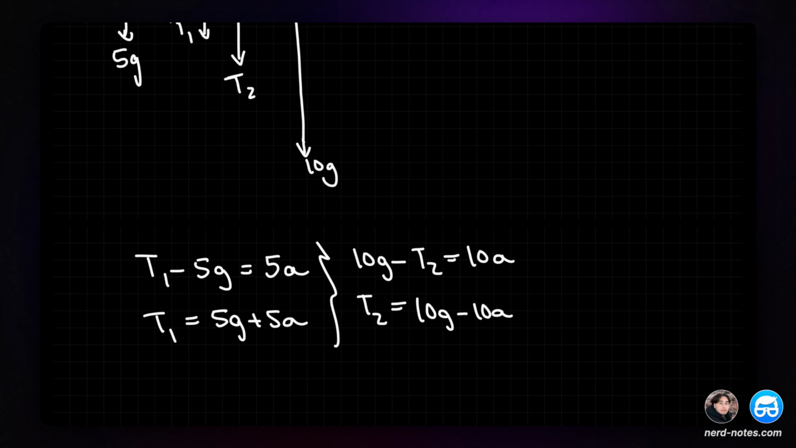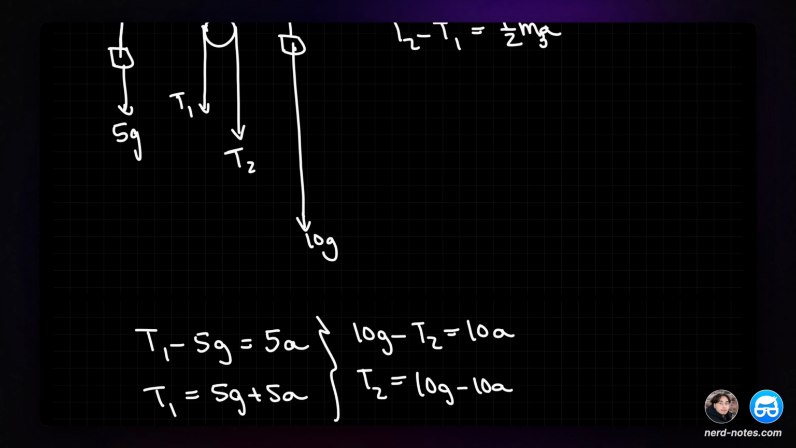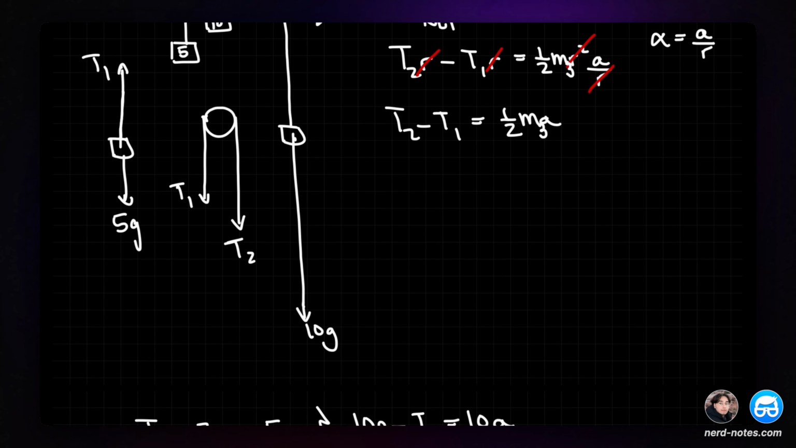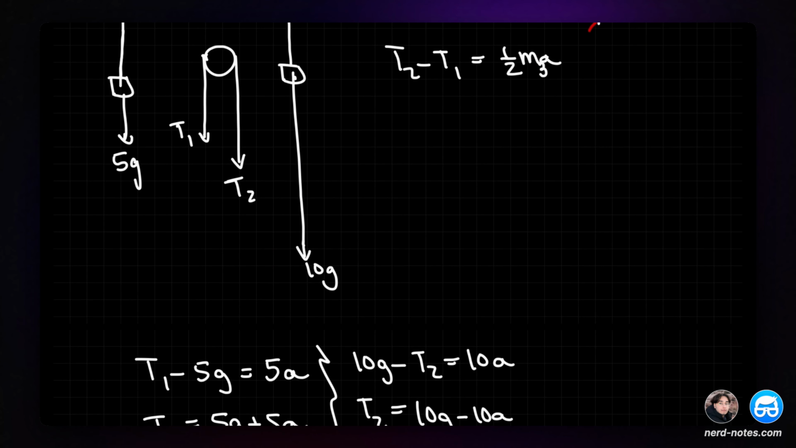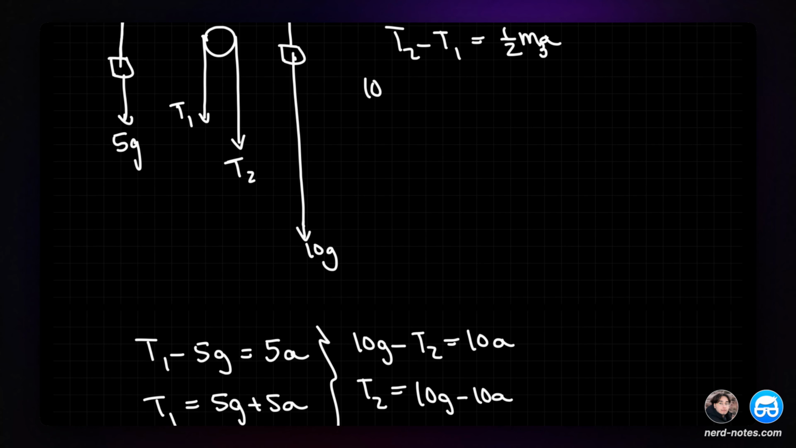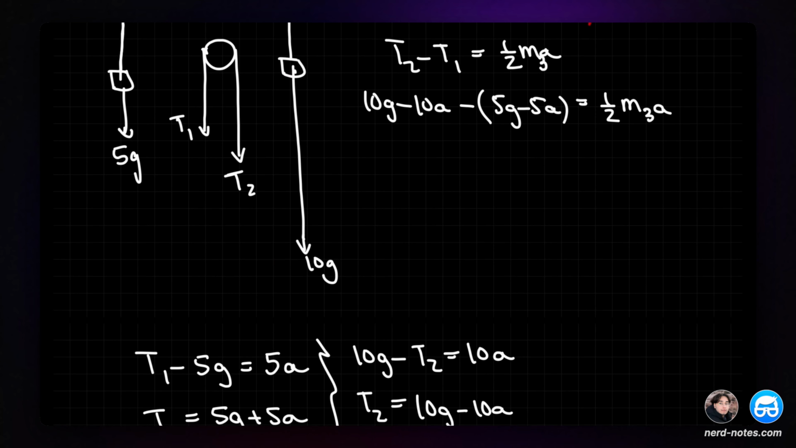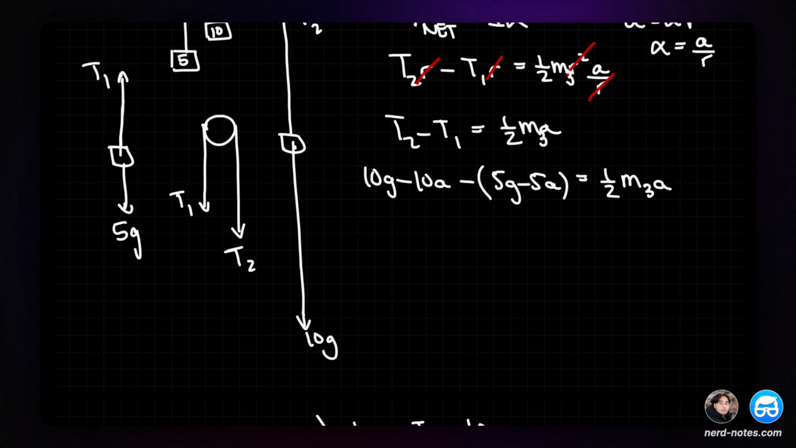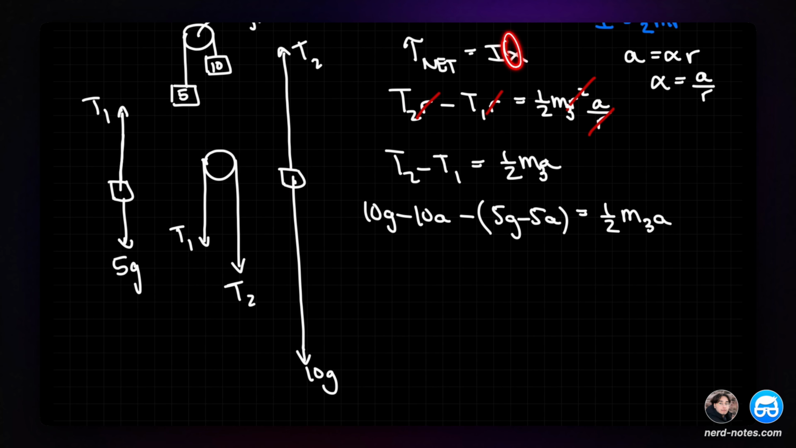And there you go. Okay, now what we can do is we can actually go ahead and start substituting these two back into this. Okay, so that's going to look something like this. It's going to be 10g minus 10a minus 5g minus 5a is equal to 1/2 m3a. Awesome. So now, as you can see, our little bit of foresight from earlier worked. So we swapped alpha out for acceleration, and now all our acceleration variables are in terms of linear acceleration.